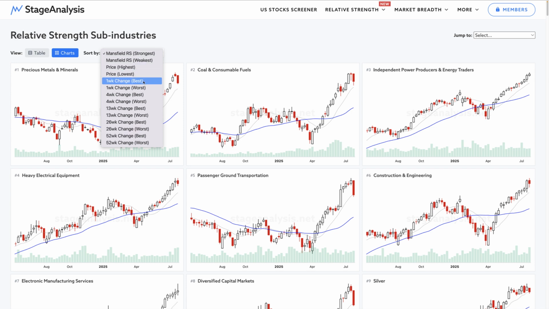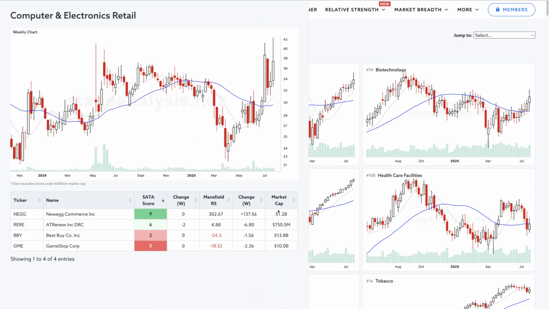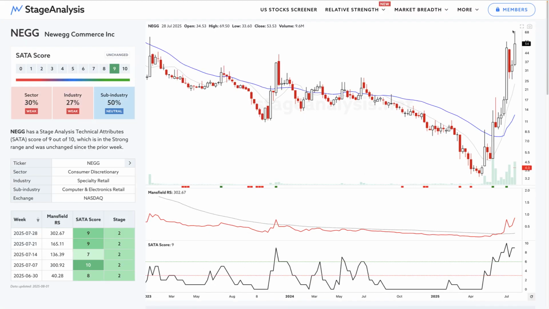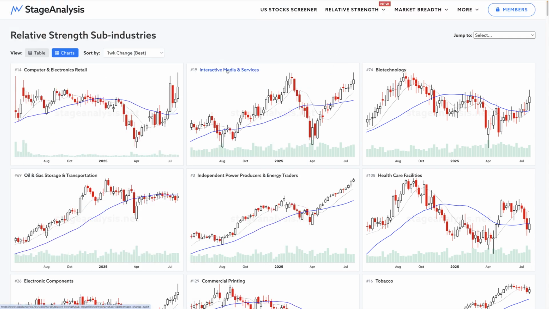So for example, on a 1 week change, if we sort by 1 week change on the best, you can see this week computer and electronics retail had one of the biggest moves, interactive media and services. So we click into computer and electronics retail, and then we go to the relative strength column here, the change on the week. You can see the biggest change was from NEGG. So this one following through was a big reason for that move, and that's only a small group, whereas interactive media and services is a bigger group here.